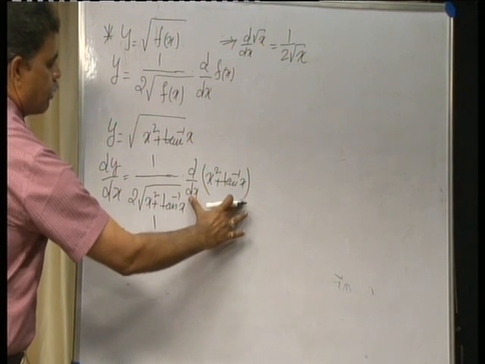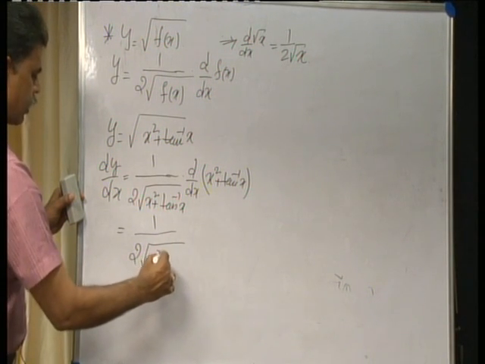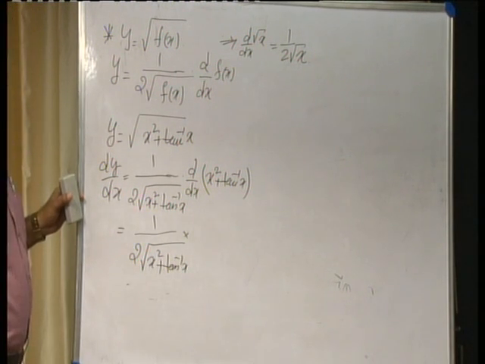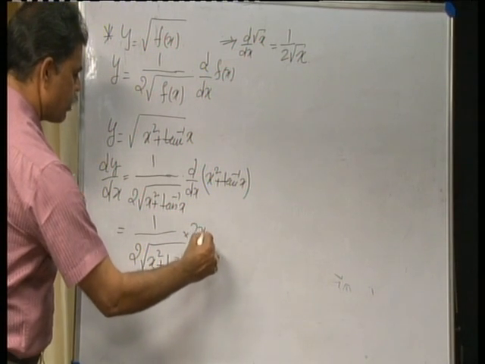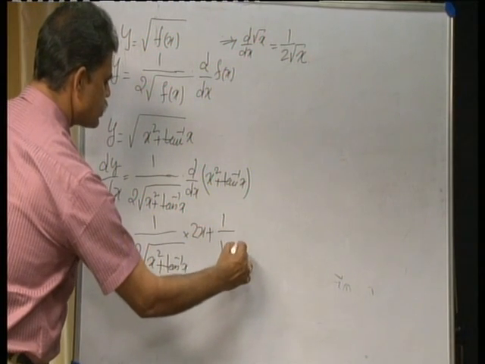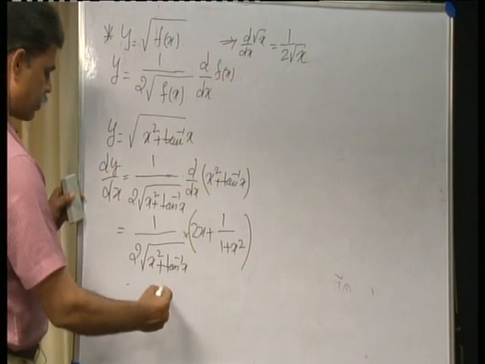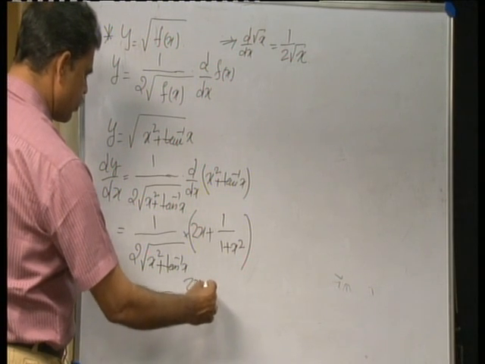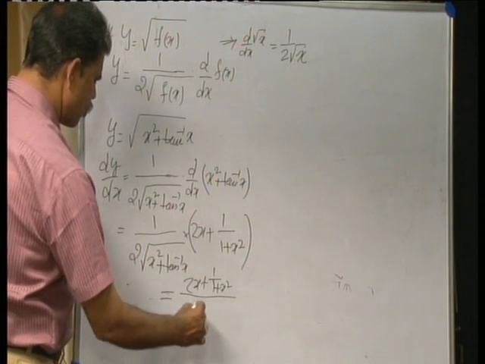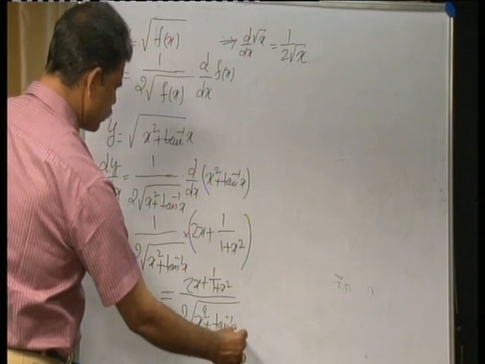We only have to differentiate this term: 1 divided by 2 root of x square plus tan inverse of x, into the differentiation of x square, which is 2x, plus the differentiation of tan inverse x, which is 1 divided by 1 plus x square. You need not simplify further; you can write it like this: 2x plus 1 by 1 plus x square in the numerator, divided by 2 root of x square plus tan inverse x. This is the answer.